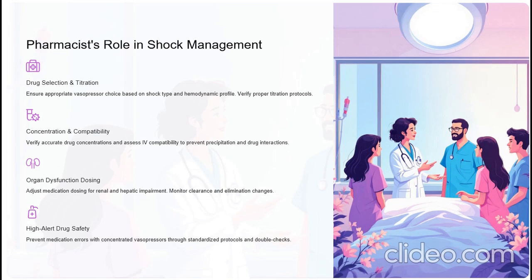Pharmacists play a crucial role in shock management by selecting appropriate vasopressors based on the shock type and hemodynamic profile. They ensure proper titration, verify drug concentrations, and assess intravenous compatibility. Adjusting doses for renal and hepatic impairment is essential, alongside implementing safety protocols to prevent errors with high-alert medications.